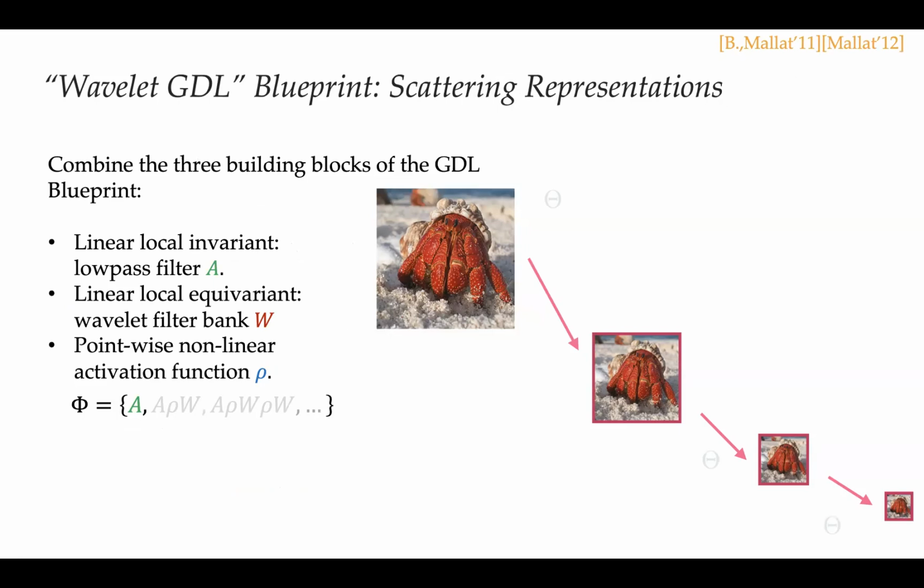So how can we combine these three building blocks of the blueprint? We start from a local linear invariant, which we know how to do. We are just defining a local average, a local filter on the image. We are going to complement this low-pass filter with a filter bank that is equivariant and stable. This is the wavelet filter bank that we just described. And the third ingredient that we need in the blueprint is an element-wise activation function rho.